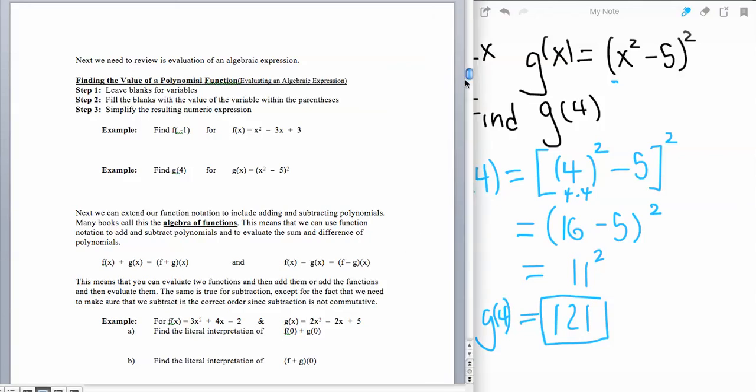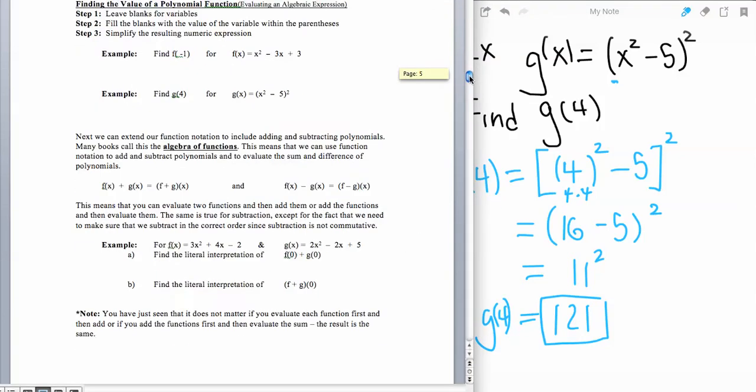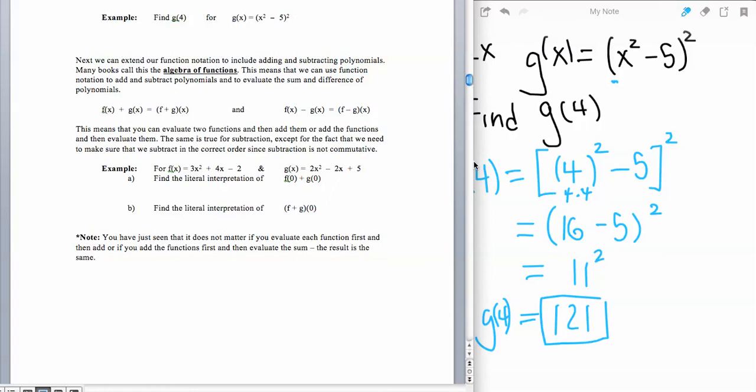Our next topic is to talk about how we can add or subtract polynomials using function notation. Now, some books call this the algebra of functions, and all we're really doing is exactly what we were doing before, where we added or subtracted two polynomials, which is just simplifying algebraic expressions. So we're going to see how looking at the left side of this expression is exactly like looking at the right side of the expression.